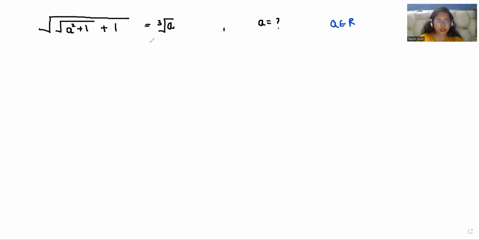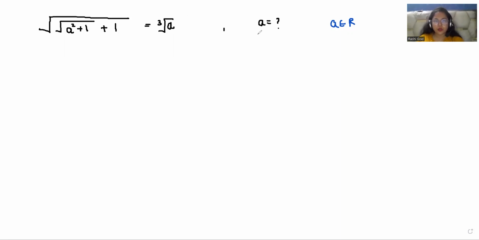My name is Rashi Goel, and in this video we are going to find the value of a when the square root of (square root of a square plus 1 outside the square root, plus 1) is equal to the cube root of a. And we have to find the value of a when a belongs to the real numbers. So let's start with today's video solution.